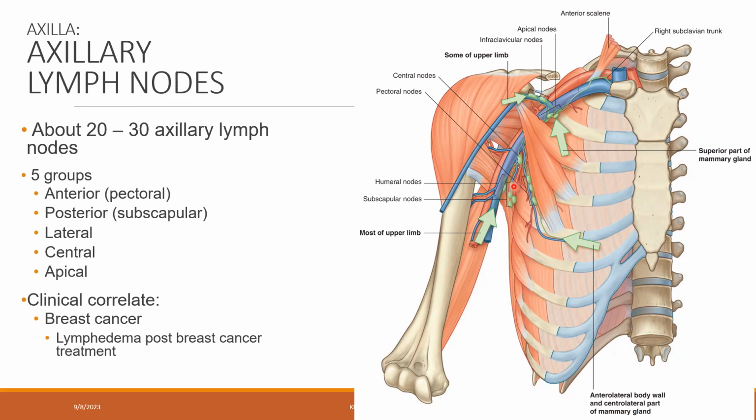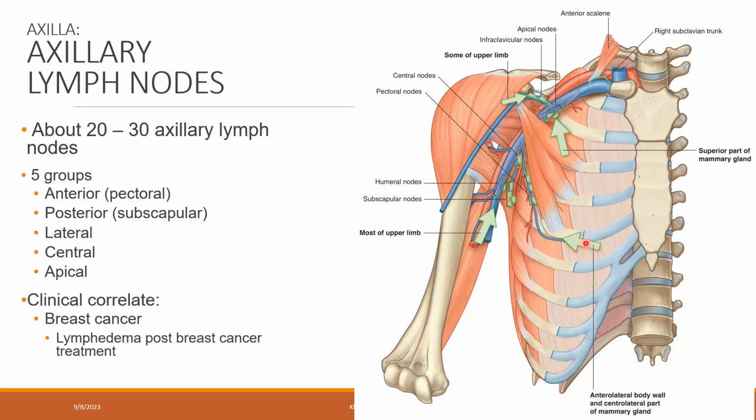And then you have the posterior nodes that are not shown on this diagram, which are also called the subscapular nodes because they are located right inferior to the scapula, if you will. And those 5 groups are going to receive lymph from the superior part of the mammary gland, as well as the anterior lateral body wall and central lateral part of the mammary gland.